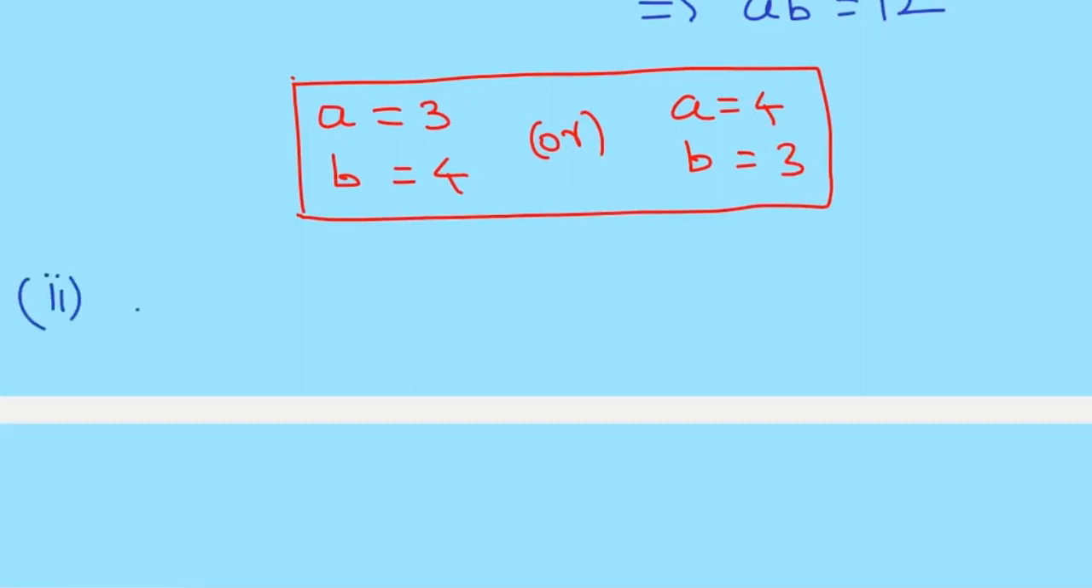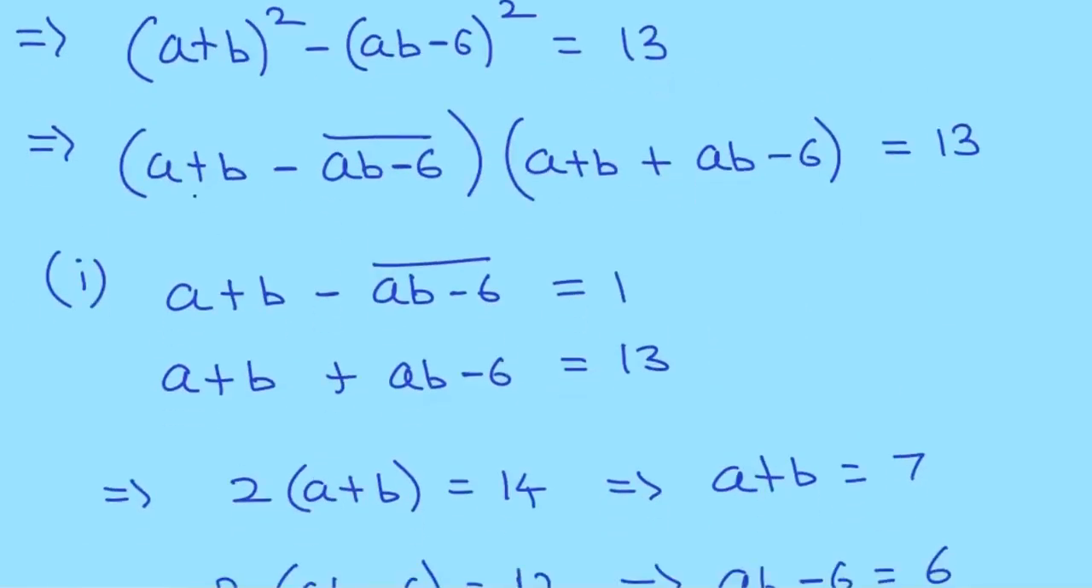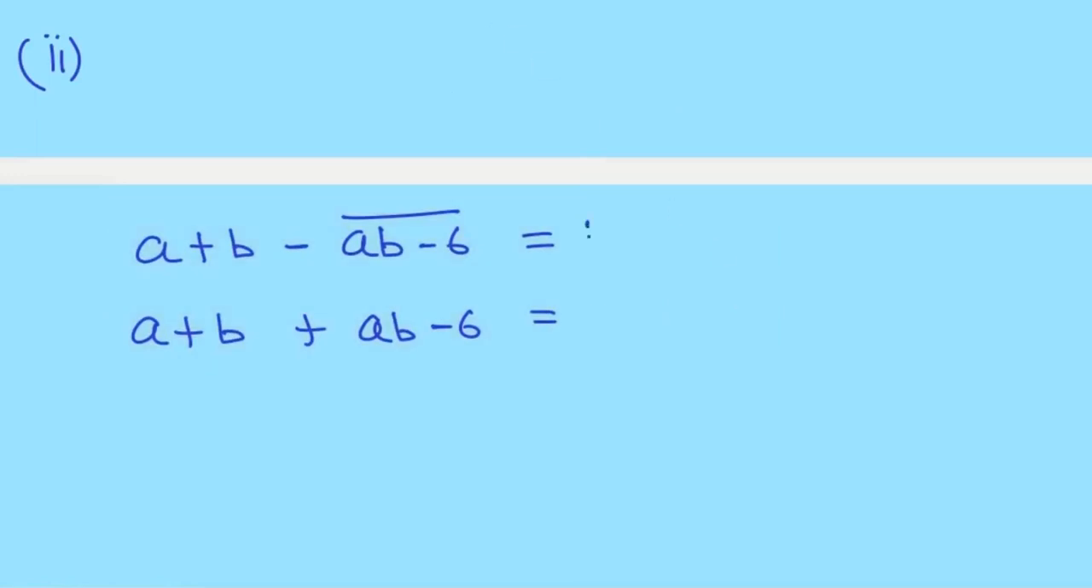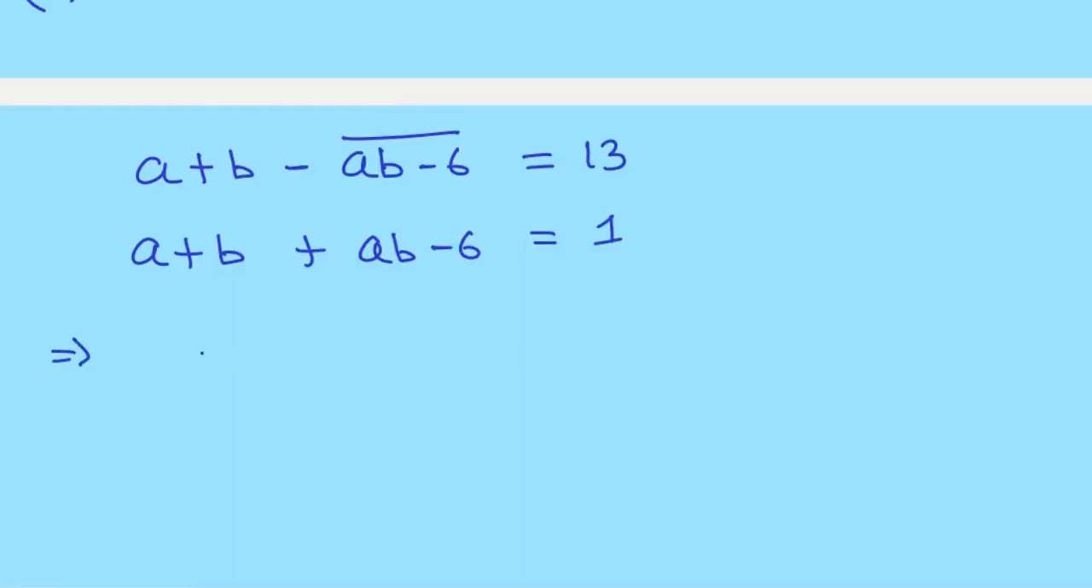Now we have to consider the second case also. In the first case, we considered the first expression as 1 and the second expression as 13. Now we are going to consider the first expression as 13 and the second expression as 1. Let us see what this leads to. Similarly, adding these two, we get 2 into (a plus b) is equal to 13 plus 1, which is 14. This gives a plus b is equal to 7.